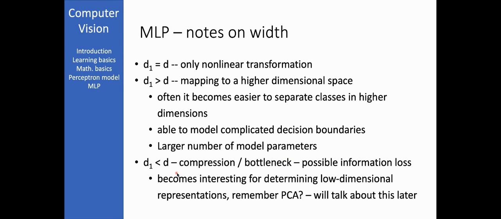When D1 is smaller than D, so the size of the hidden layer is smaller than the size of the input, that basically means there's a compression, an information bottleneck. So there's a possible loss of information. This becomes interesting for determining, for instance, low-dimensional representations. Remember PCA? We will talk about it again at the very end of the entire course, not today. This becomes interesting in those cases. So that was the width.